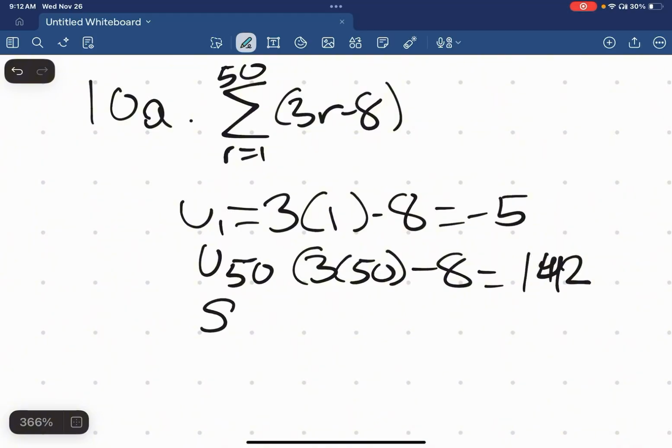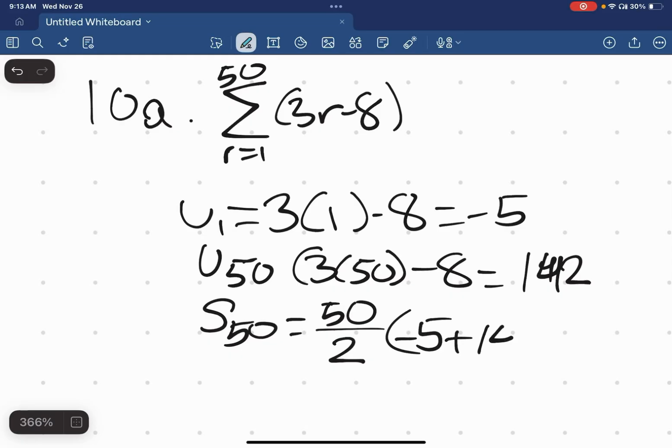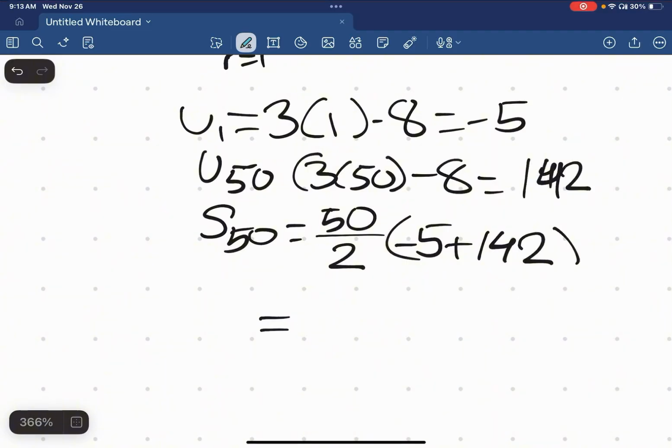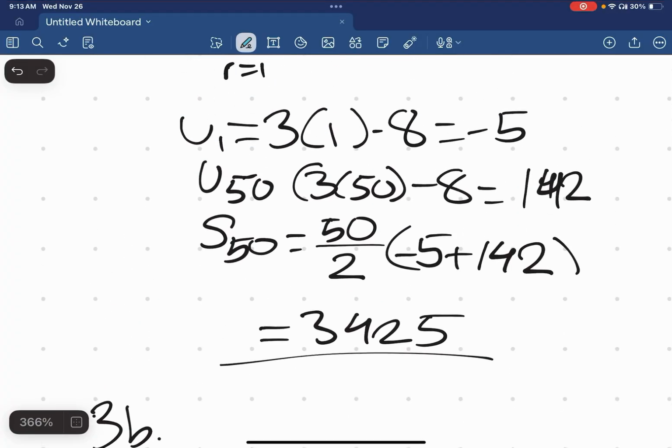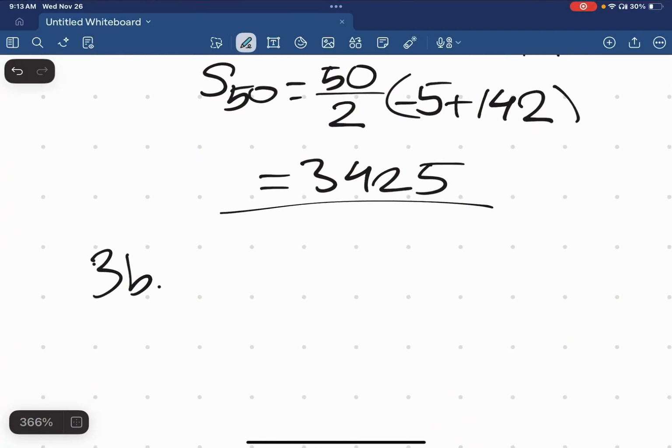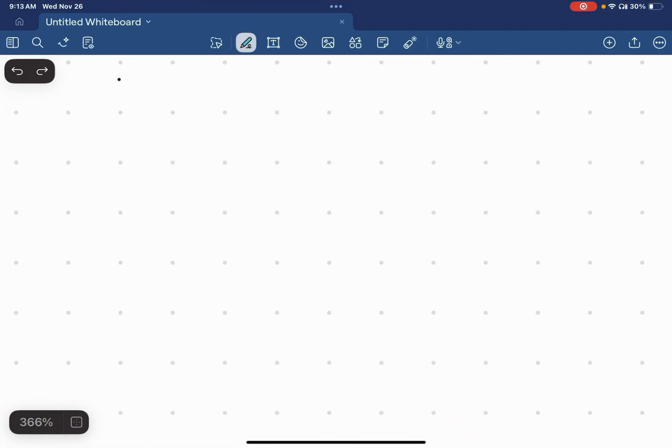So now we can write the sum out like this. Sum of the first 50 terms is going to be equal to n, so 50 over 2 times negative 5 plus 142, which should get you 3,425. Sorry, 10a. Jeez, that's 10a, right? Yeah, okay. Okay, now let's go on to 10b.